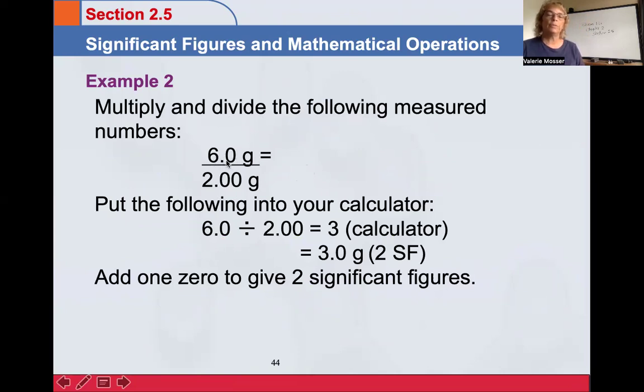This number has 2 because the trailing 0 is significant. This number has 3 because these 2 trailing zeros are significant. So that means your answer has to have 2 significant figures. So we have to add the 0 so that your answer will have the same number of sig figs as the number that had the fewest. So you don't put 3 for your answer, you put 3.0.